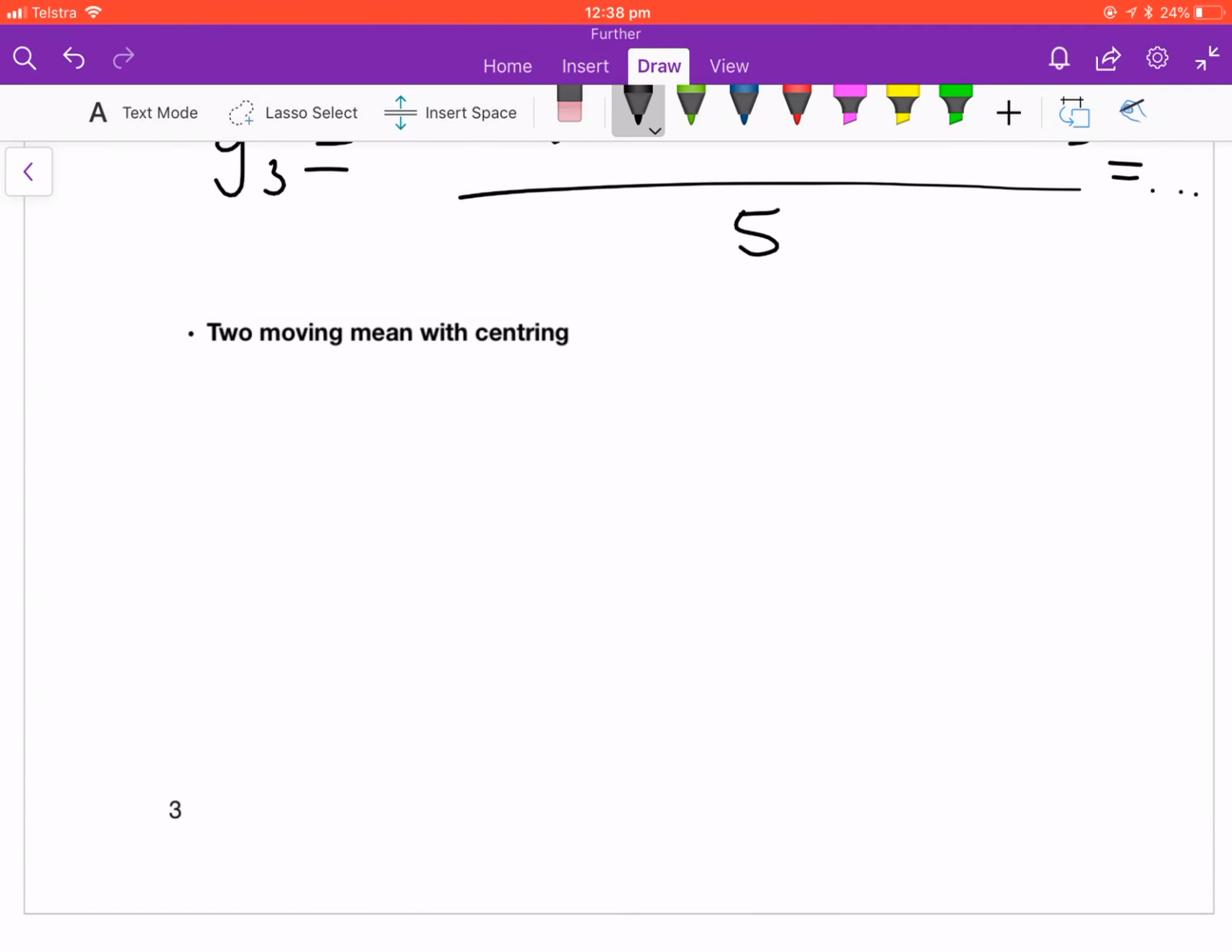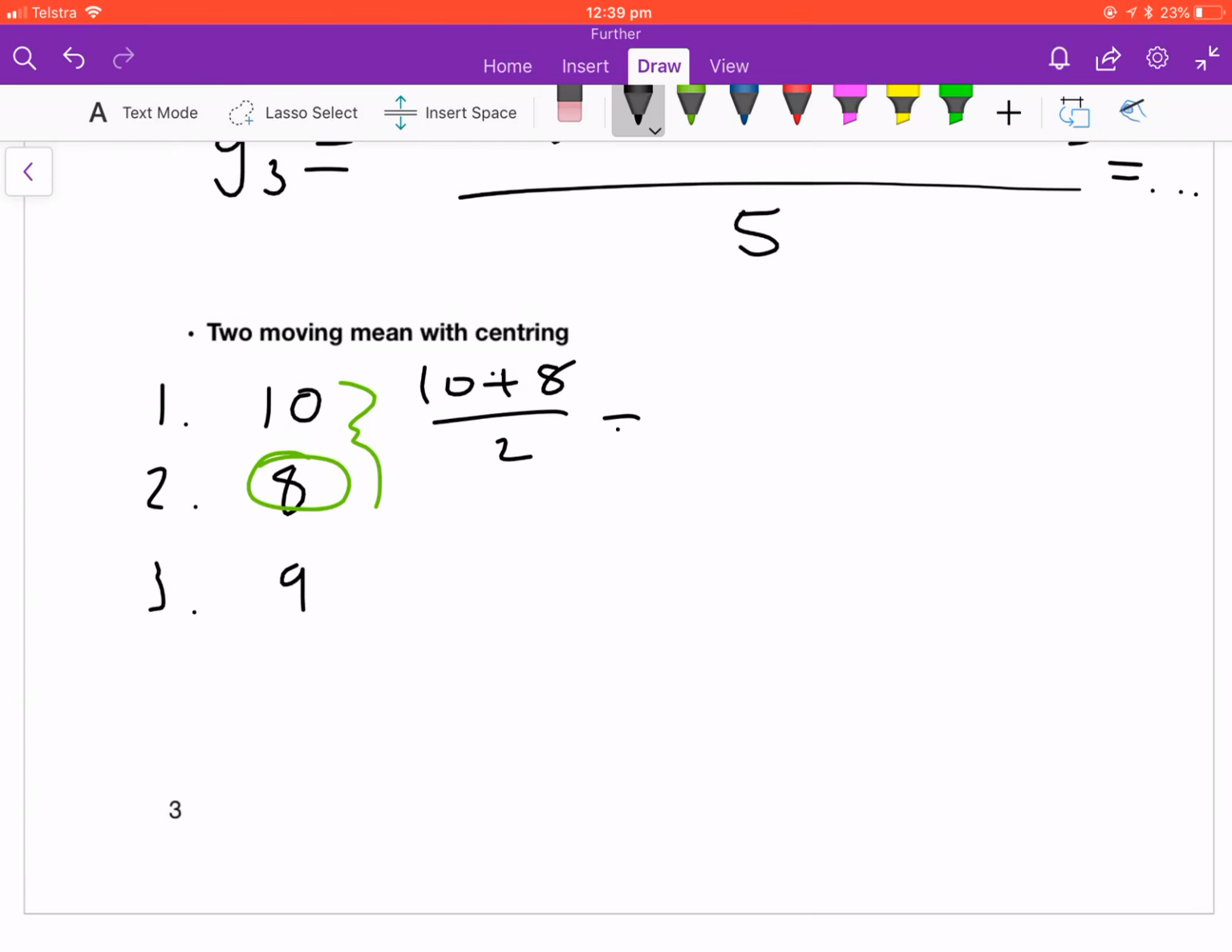So for example, say we had time period 1, time period 2, time period 3. We had some values, so our y value was 10 here, it was 8 here, and say it was 9 here. So to do a 2 moving mean, we're focusing on this point here, we're doing it for point 2. So we take the mean between the point next to it on one side. So it's going to be 10 plus 8 over 2, so that'll give you 9.